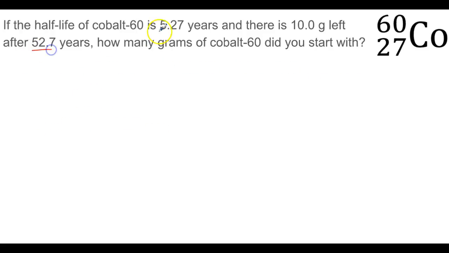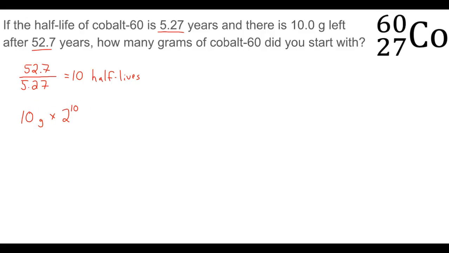All right, half-life of cobalt-60 is 5.27 years, and there's 10 grams left after 52.7 years. How many grams did you start with? Well, I'm going to take 52.7 years and divide that by 5.27, which is a half-life, and that really works out to be 10 half-lives. That's how long it took to get to there.